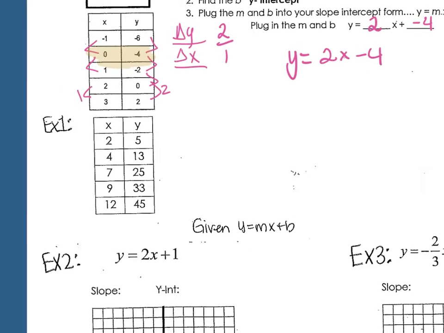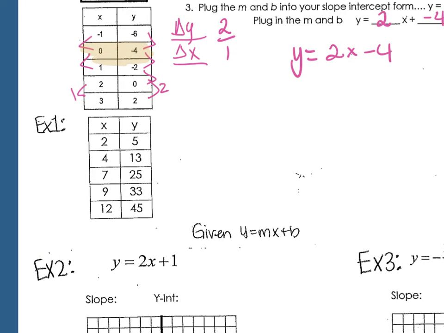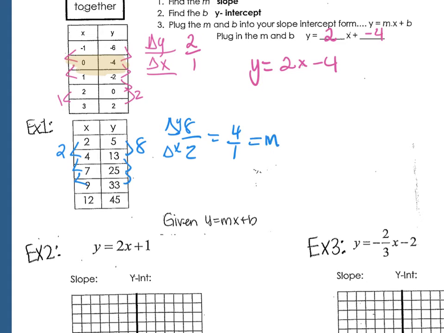And then look at example 1. So example 1 doesn't have x equals 0, so you're going to have to find your own y-intercept. So first figure out what your change in y is. What is that change in y? 5 to 13, 13 to 25. What's it increasing by each time? Technically 4 for each one. The first one was plus 8, right? And my change in x was 2. So 8 over 2 or 4 over 1. Okay, so that's my m, or my slope.